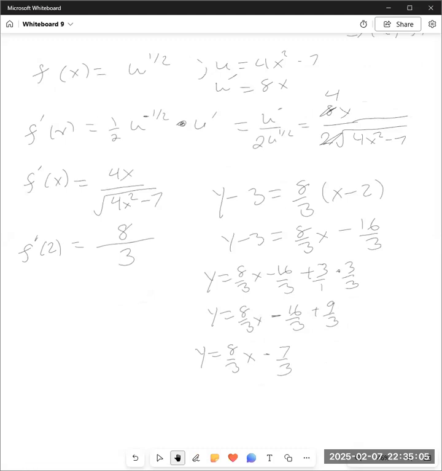And your window here on this one goes from -1 to 4 on x and -4 to 10 on y. And let's go ahead and look at our next problem.